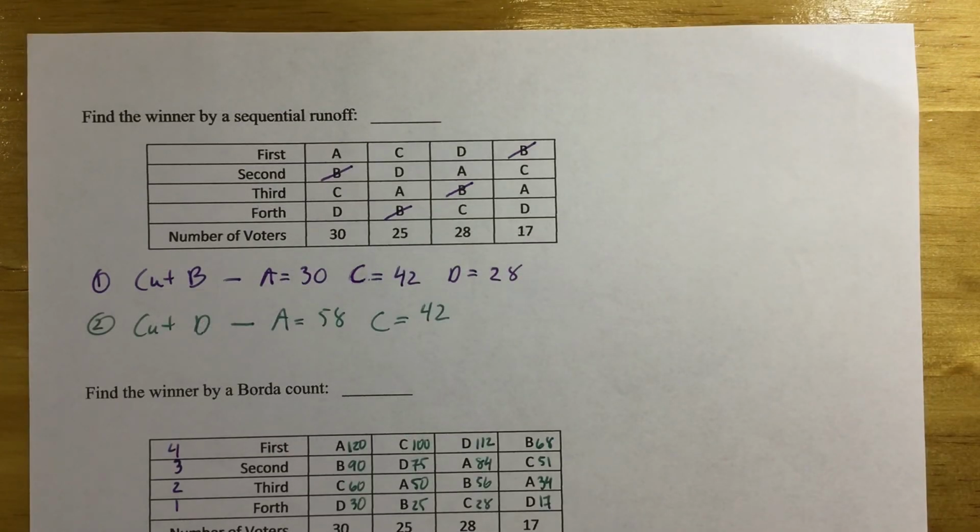All right, so the next 3 that we're going to look at are going to be much more detail oriented. There's more calculations, there's more steps that go into it. Now, in my opinion, the next 2 that we're going to look at, the sequential runoff and the Borda count, are going to be my favorite ones.